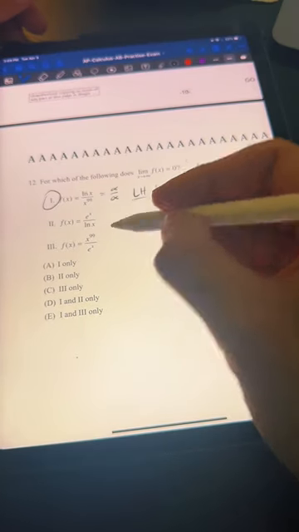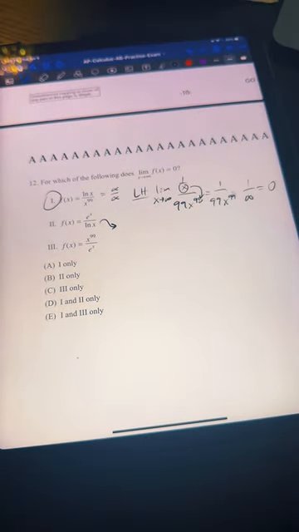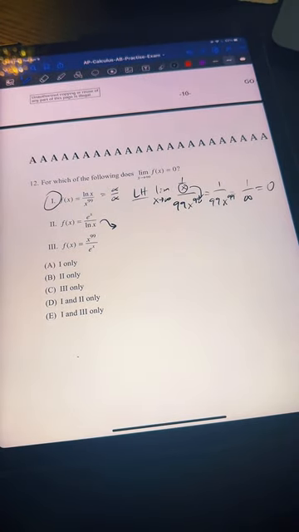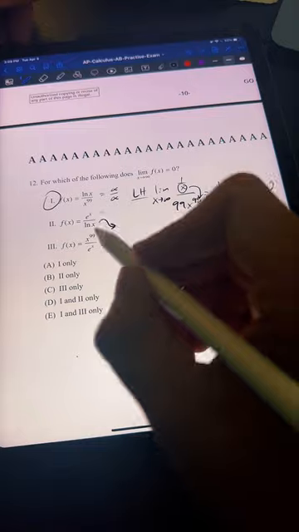Okay, let's go ahead and try the next one. Briefly explain the second fundamental theorem of calculus. I'll go over that in a second. I think there's going to be a problem in here, and I'll go over that in a second.